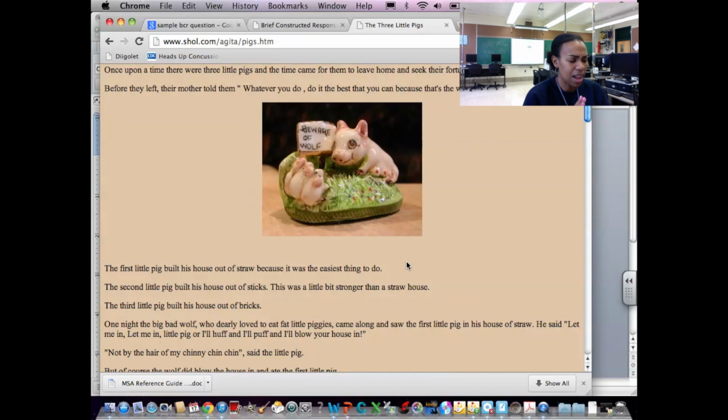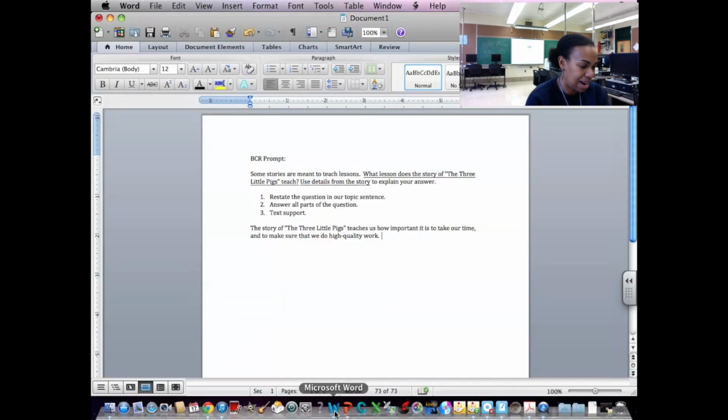So I can take that sentence right there, and I am going to go back here, and I could say the first pig was lazy and built his house out of straw because it was easy. I could say that. That's pretty cool.